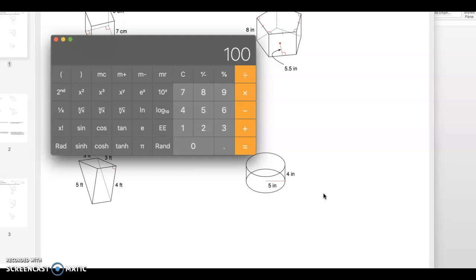Again, for your homework, I split it up into two different worksheets. One is volume of prisms, the other one is volume of cylinders. Please rely on the textbook. It has all of the formulas written out with all of the different examples I just gave you. So good luck.